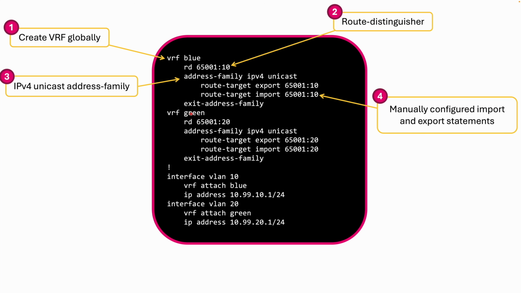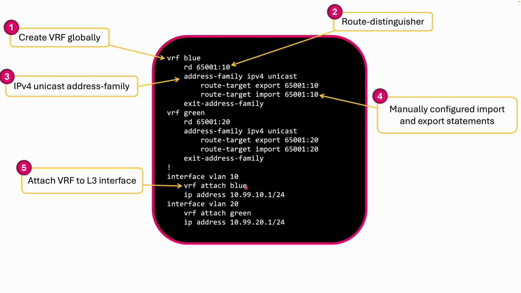Then I've done the same for VRF green. Notice that the route distinguisher is different, of course: 65001:20, and for the route targets I've gone with the same, 65001:20. Now that configures VRF blue and VRF green for us, and then we add that to the layer 3 VLAN interfaces. As you can see here, interface VLAN 10, I've attached blue to that.